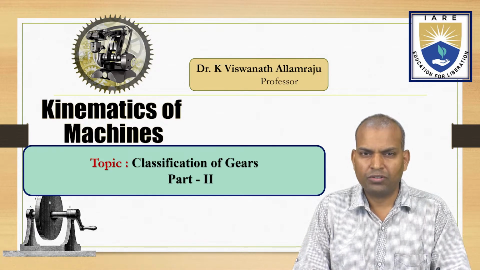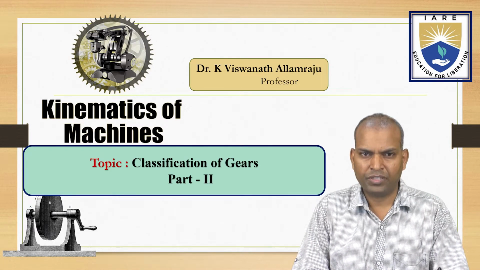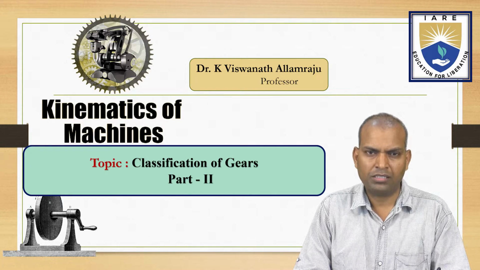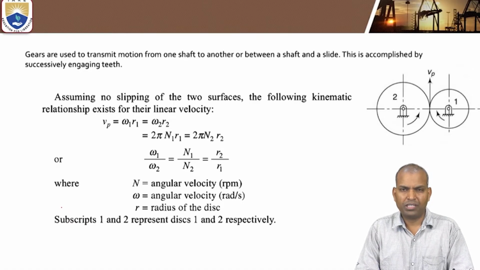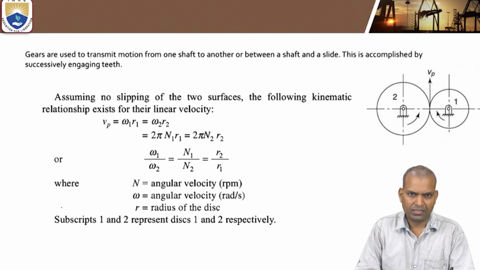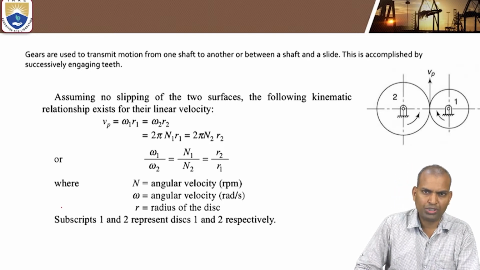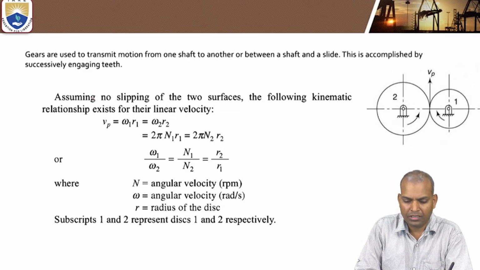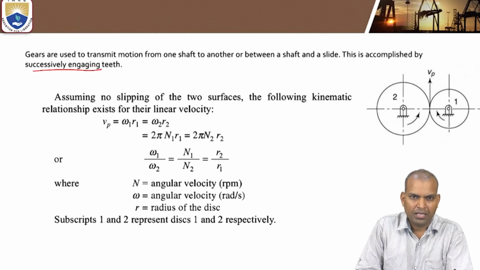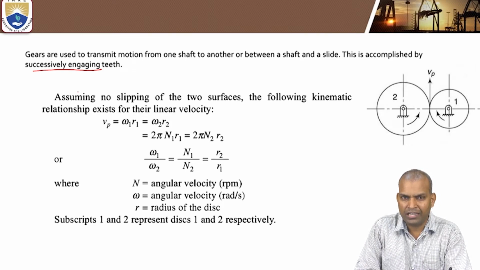In this class, we are going to study the classification of the gears, that is intersecting shafts. In the previous class, we studied what the types of gears are. The gears are used to transmit motion from one shaft to another or between a shaft and a slide. This is accompanied by successively engaging teeth. When the wheels have teeth, then those wheels are known as gears.